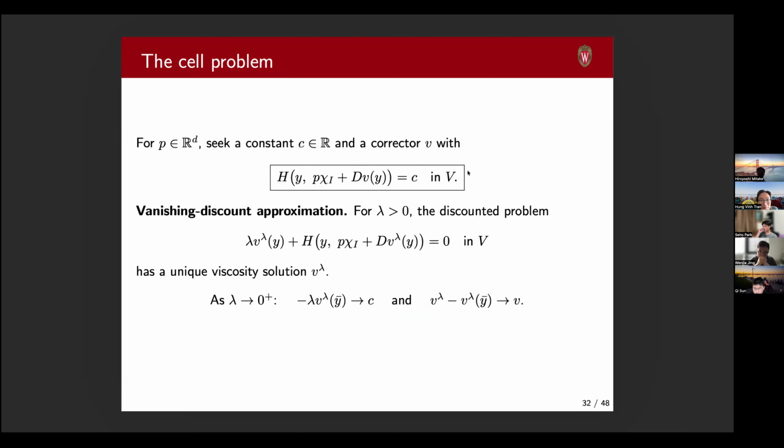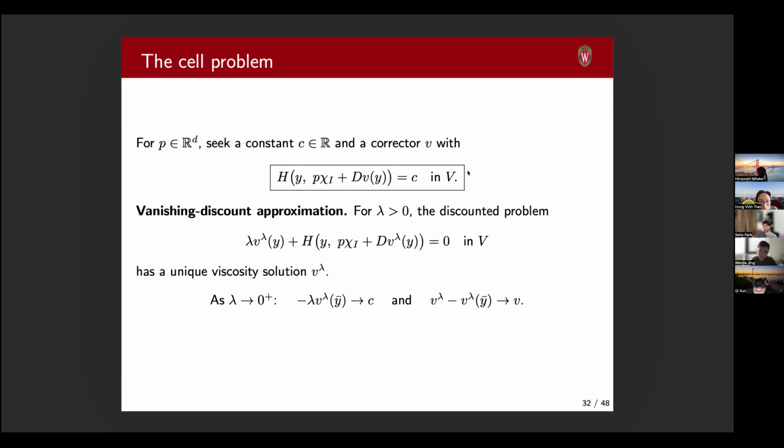And then, as usual in the finite dimensional argument, we start from the vanishing discount problem. So we add the monotonicity using lambda times V lambda. So we have a discount problem like this. And of course, because of the monotonicity, we have a unique viscosity solution V lambda. And hopefully, when lambda goes to 0, then negative lambda times V lambda at some point converges to the ergodic constant, and that will be the effective Hamiltonian. And V lambda minus V lambda at some point converges to the corrector.